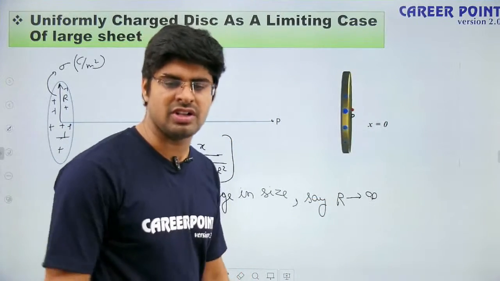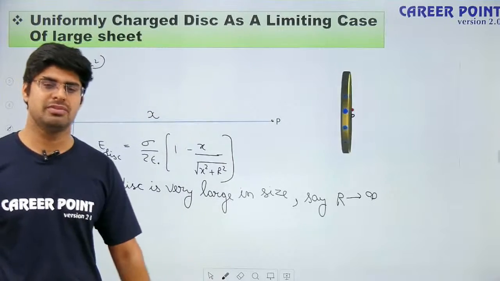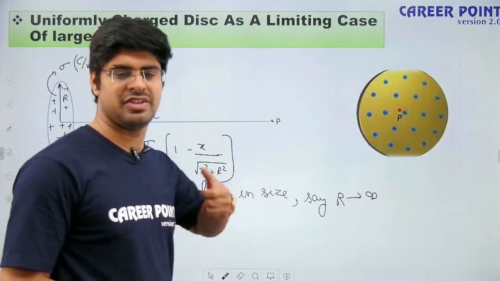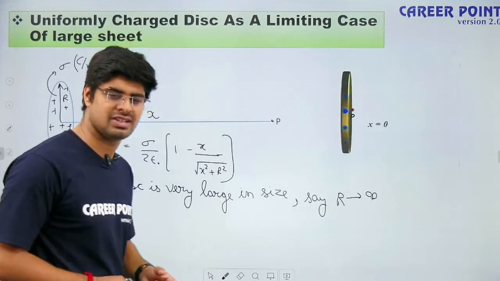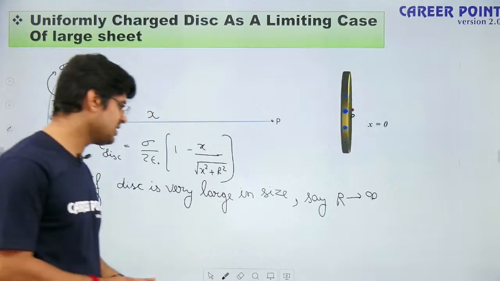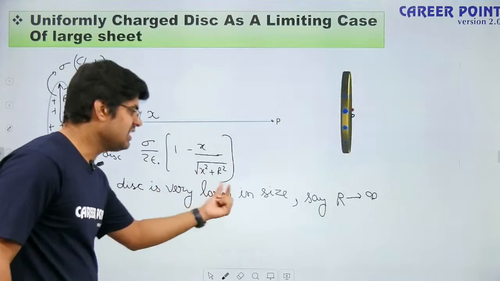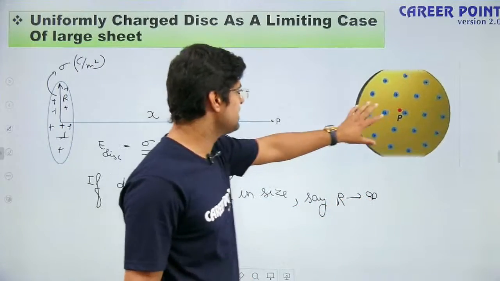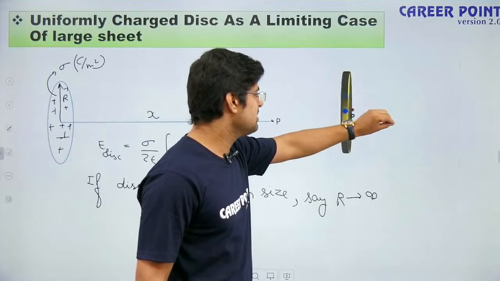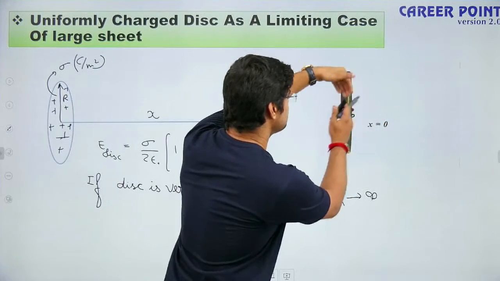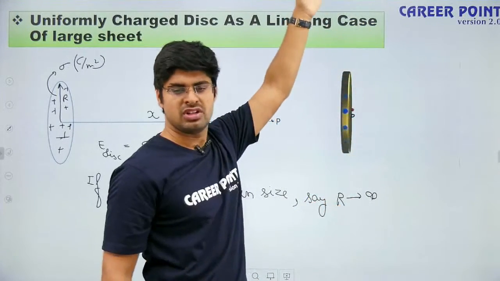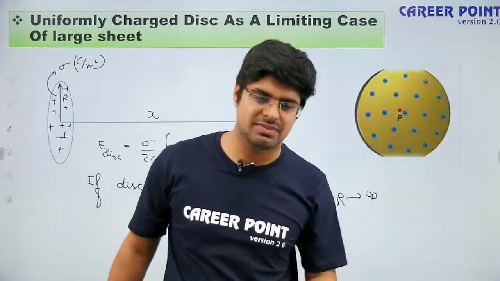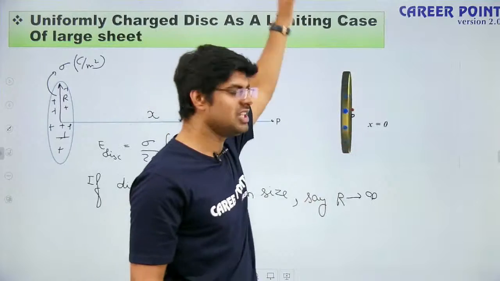Is this formula used in all cases? Wherever a disk is involved, that formula will be used, Raman. Wherever we are concerned with finding the electric field due to a disk, this formula will be used. Anyways, if the disk is very large in size, say radius tends to infinity, which you can see in this as well. If the size of the charged body becomes very large, the distance of point P on the axis becomes insignificant, negligible, or very small as compared to the size of the sheet.